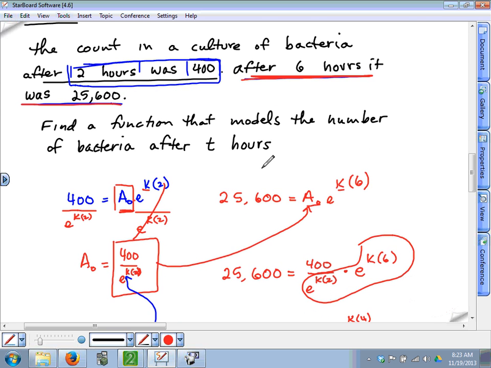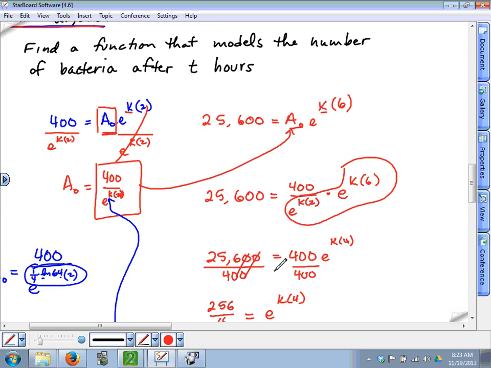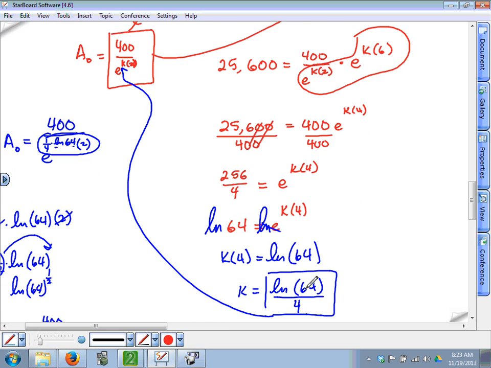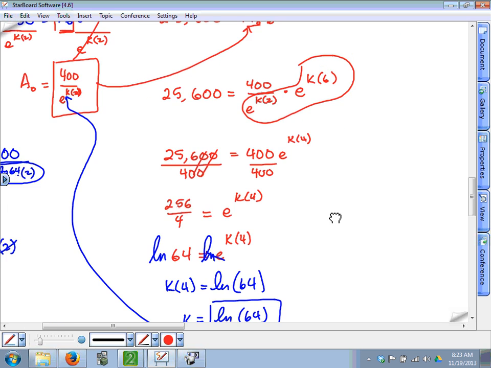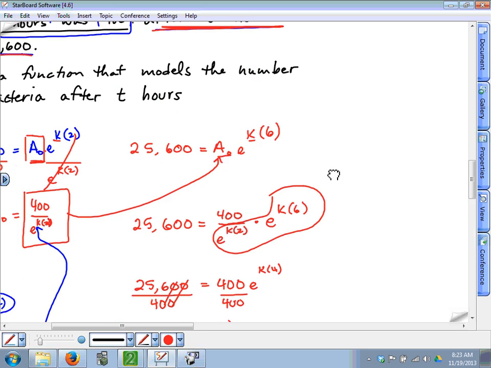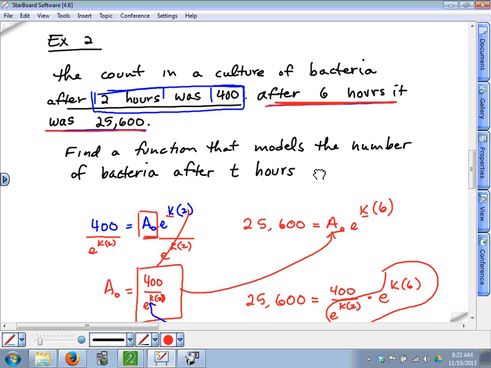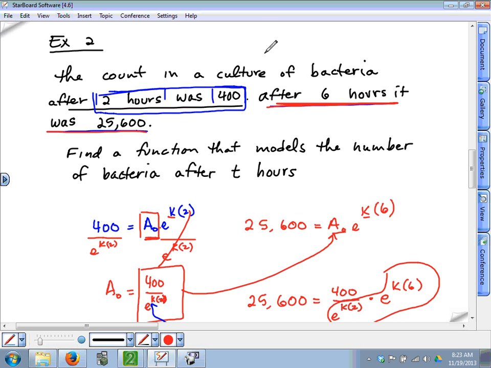Okay. The first thing we did, if you run through this, the first thing that we solved for was the value of k, correct? Down here, we got k is equal to natural log of 64 over 4. After we found k, we had to go back and find the initial value. So let's make this, what are we on, example 4? Let's make this example 4, but we're going to use the exact same example 2 right here. So rewrite it for example 4.